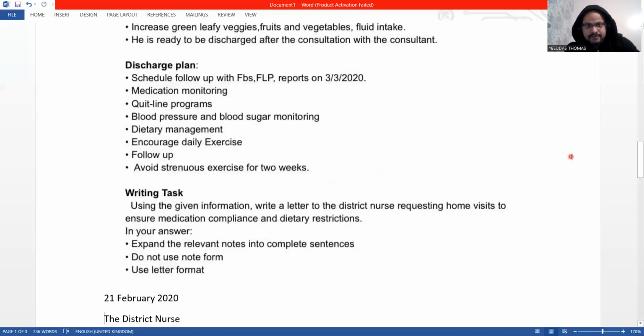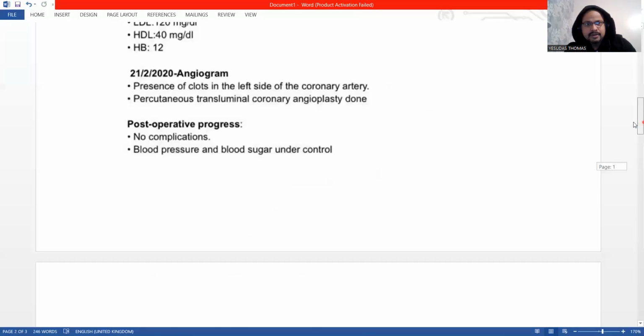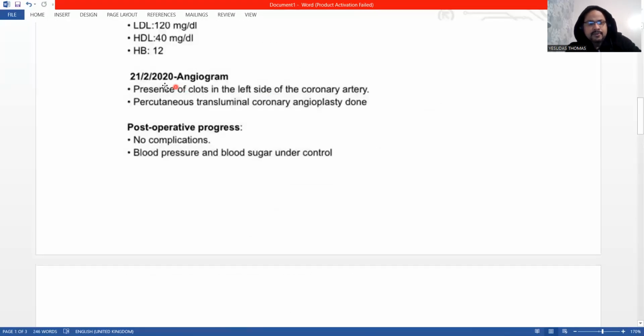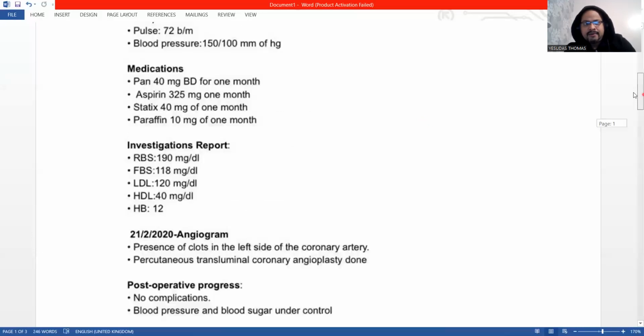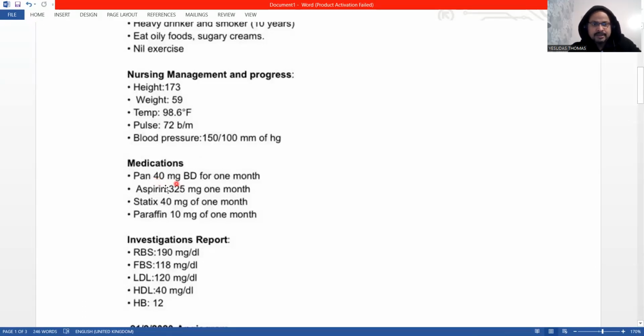Confirming that, we have done the angiogram. That was on 21st February. So when you did the angiogram, you have seen the presence of clots on the left side of the coronary artery. And this was the intervention, that PTCA was done on the same day. So we have the medicines here: pantoprazole 40, aspirin, statin 40 mg, clopidogrel 10 mg.